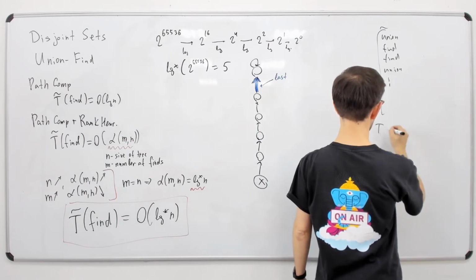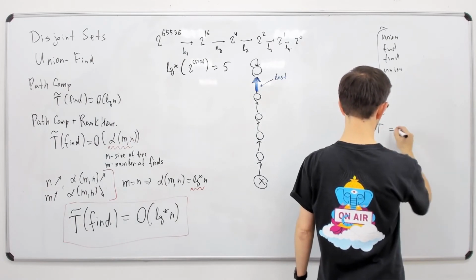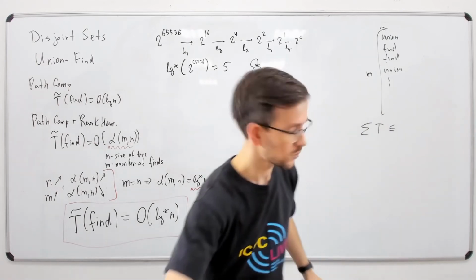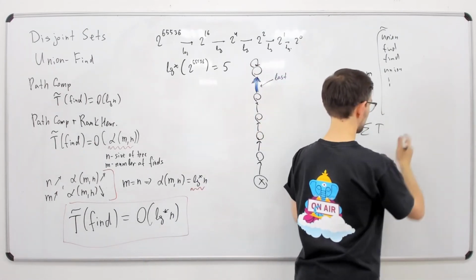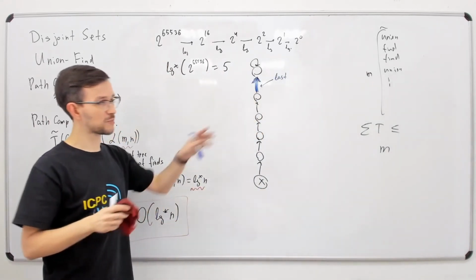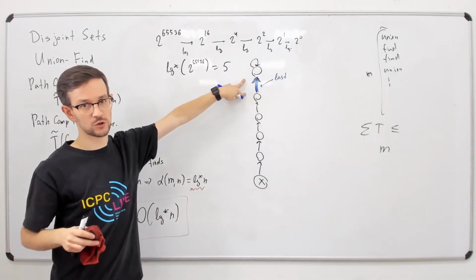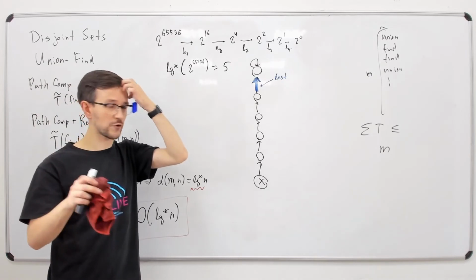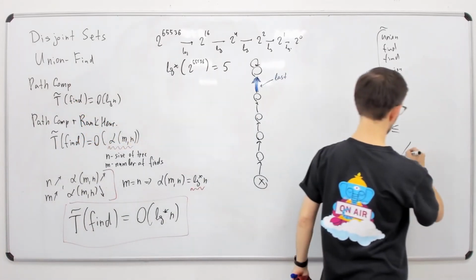So the total time will be no more. In each find operation, we have one last edge, so let's calculate it separately. This will be the last nodes, last edges.